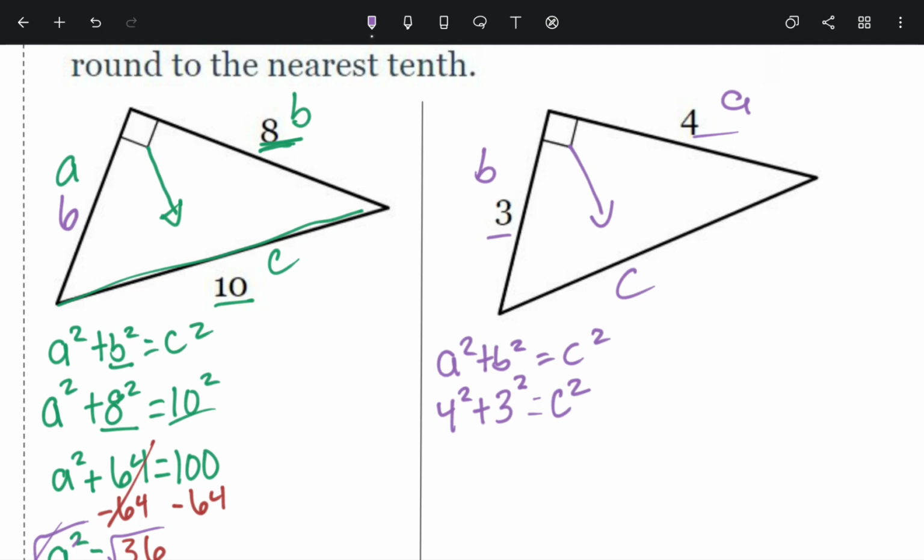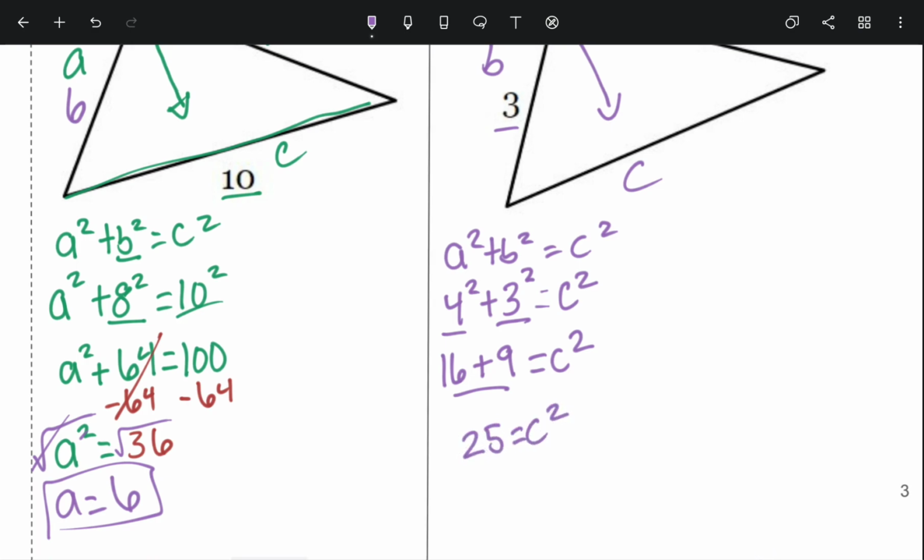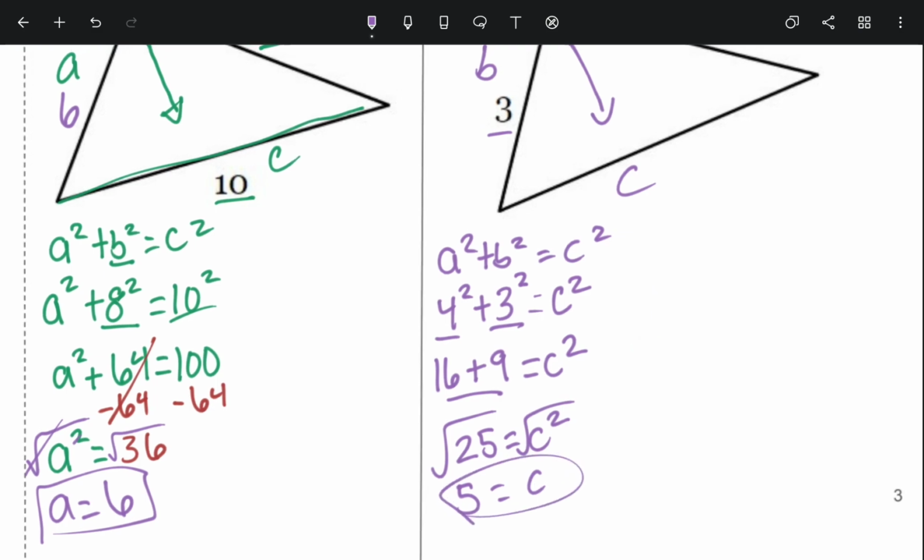Now I'm going to square both of our numbers. So 4 squared is 16. 3 squared is 9 equals c squared. So now we have 16 plus 9 equals c squared. Add these two together, we get 25 equals c squared. Take the square root of both sides, we get 5 equals c. And we are done. Our hypotenuse is length 5. So that is how we use the Pythagorean theorem to solve for one of our missing sides, whether it's A, B, or C.